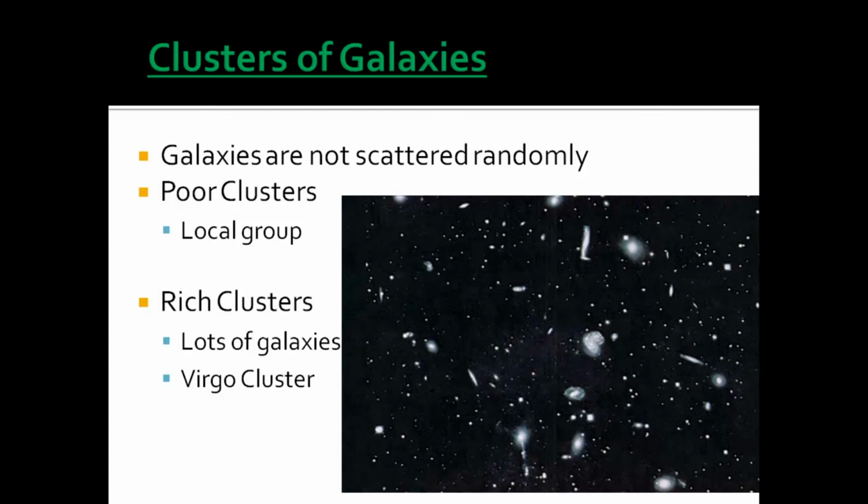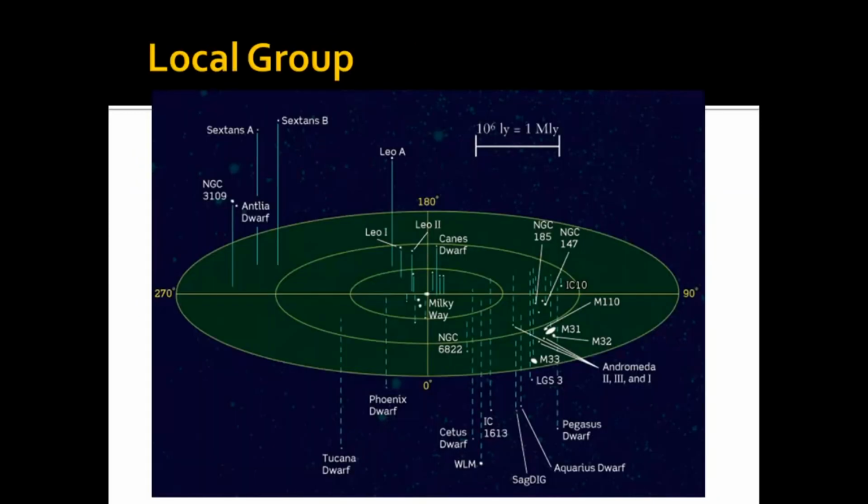Now, richer clusters are more compact, highly dense galaxy clusters. There's lots of galaxies in them. And the Virgo cluster, which is near us, is a rich cluster of galaxies. So let's take a look. Here's our local group of galaxies. You can see the Andromeda Galaxy is a big one, M31 in there, and then our Milky Way kind of being at the center there.